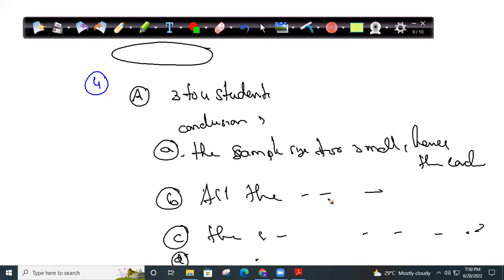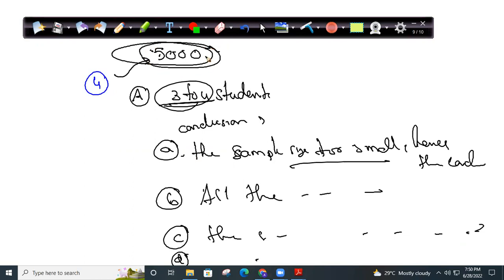None of these. If the total size is not given, you should not say whether the sample size is small or big. How do you know? If there are only 5 students in my class, 3 to 4 is a big sample. If there are 5,000 students in my class, 3 to 4 is nothing. So if you do not know the total sample, you cannot say the sample size is too small or too big. You should not make any assumptions.